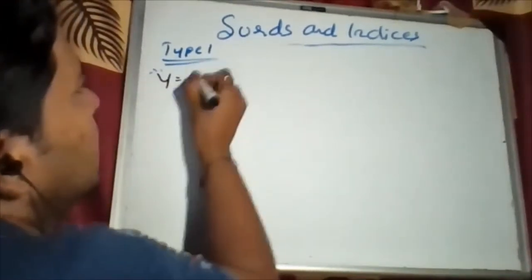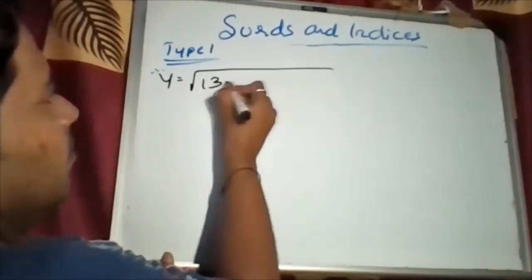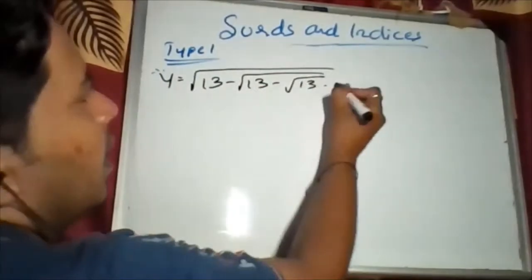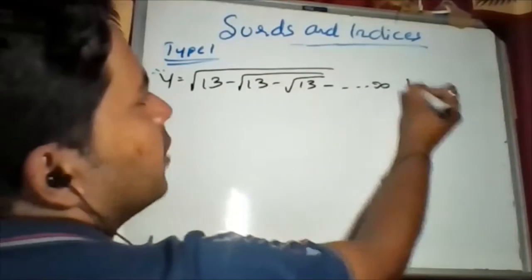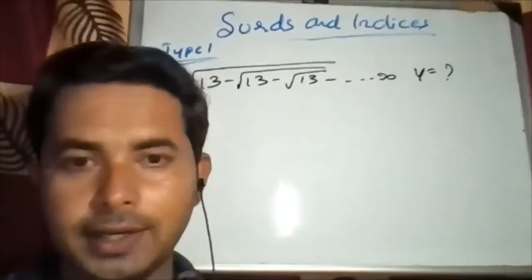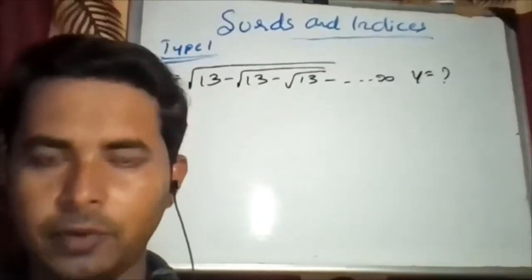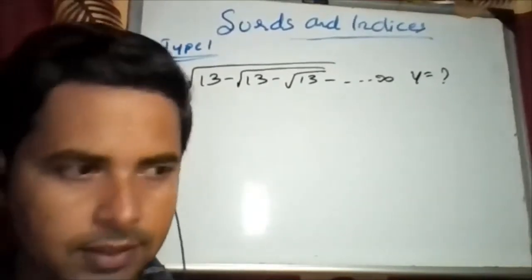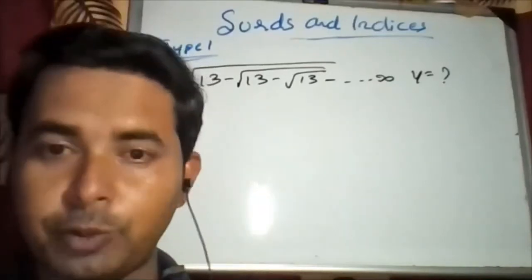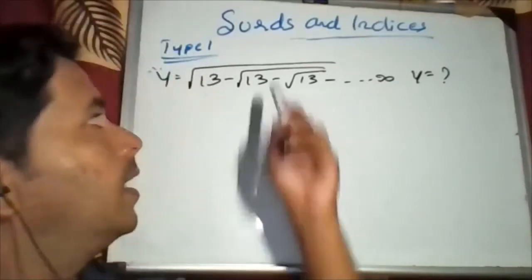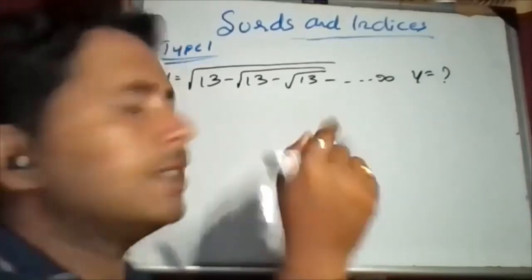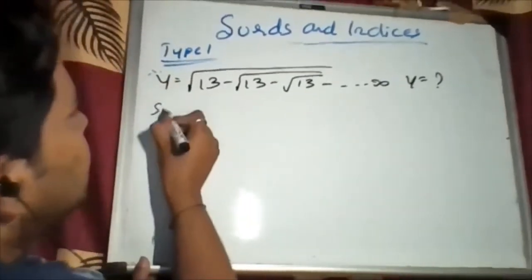Just find the value of the square root of 13 minus the square root of 13 minus the square root of 13 minus up to infinity. What is the value of y? So here also 13 is there. You are not able to get factors of 13. Okay, you won't get factors of 13. So you have to use the same formula. But the problem is a minus sign is there in between. So a slight change in the formula.